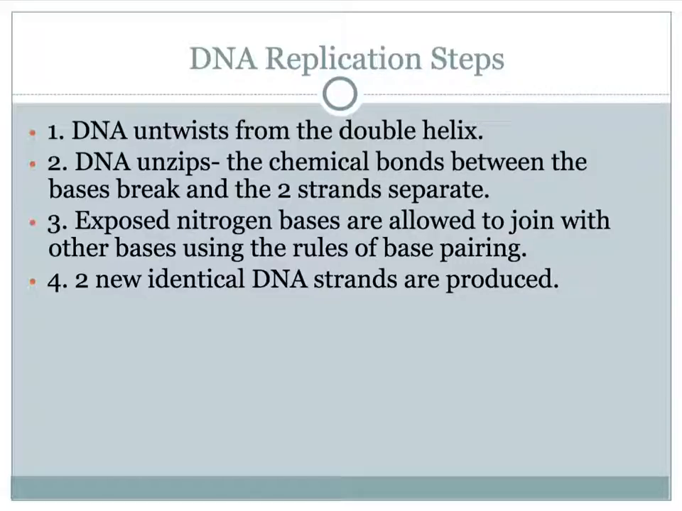So in step 3, you've got these loose nitrogen bases. They don't like to be singled out, and they like to be paired off with their respective partners, A and T and C and G. So we've got new bases coming in, and they pair up according to the rules of base pairing. And so now you are left with step number 4, 2 new identical DNA strands are produced.